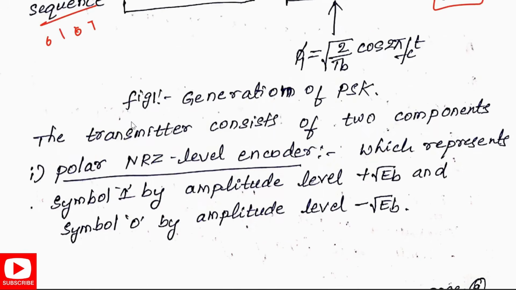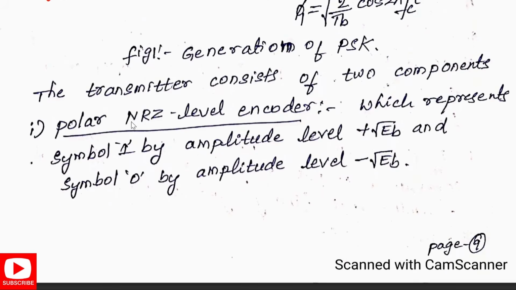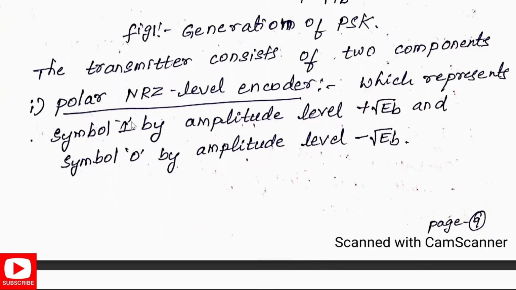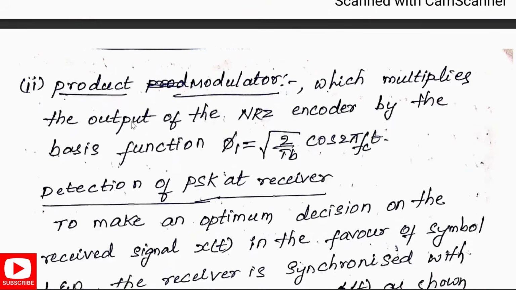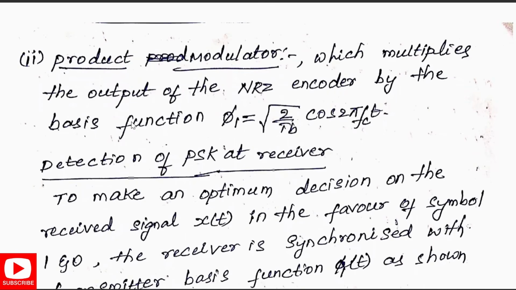Now the transmitter consists of two main components, and we have to explain them. One is the NRZ level encoder, which gives symbol 1 for the positive amplitude square root of EB and symbol 0 for the negative amplitude level minus square root of EB. Now what does the product modulator do? It multiplies the output of that NRZ encoder by the basis function. This is our basis function. It multiplies with it and gives the output.